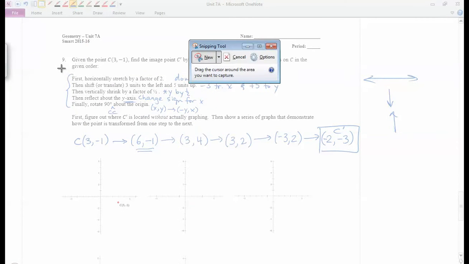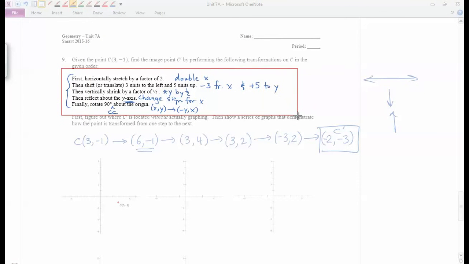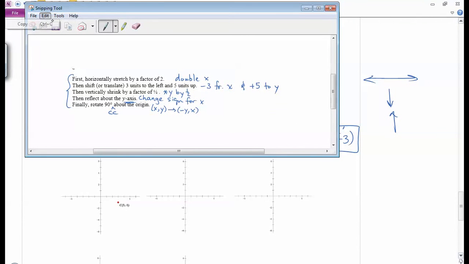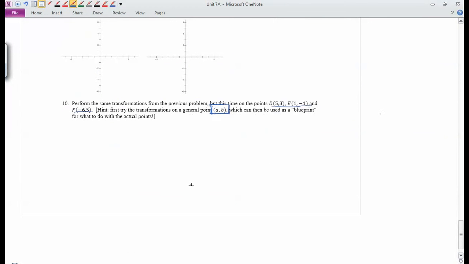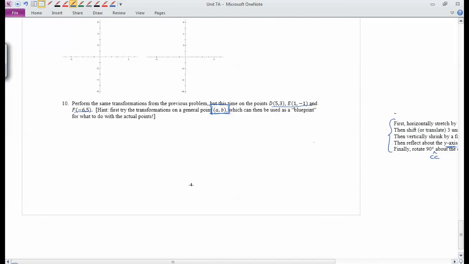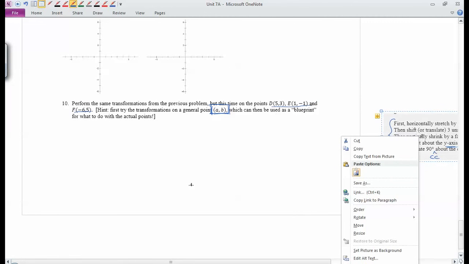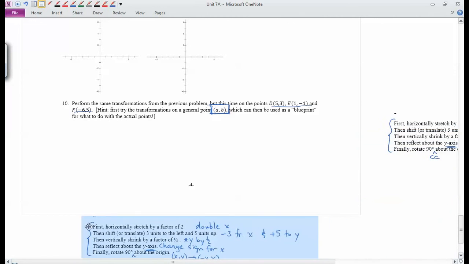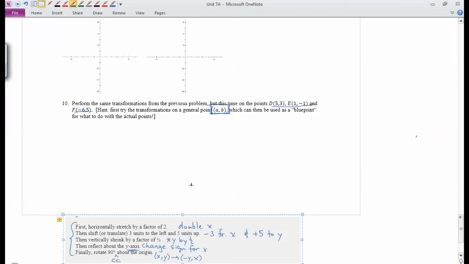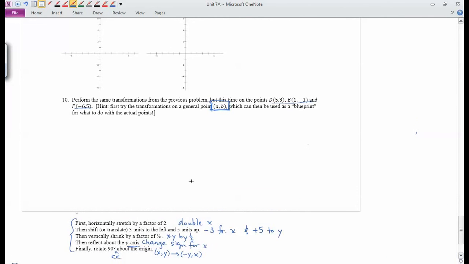So I'm going to, let's see if this works. I'm going to take this, edit, copy. I'm going to paste it down here somewhere so we can see it. Edit, paste. Okay, let me move this over. So I'm just going to put it down here. Okay, so if we did the same thing, but with the point A, B.